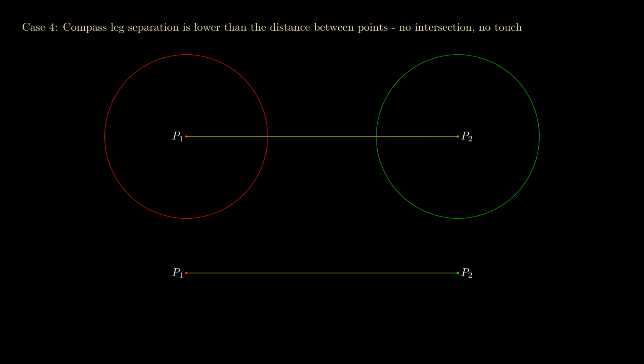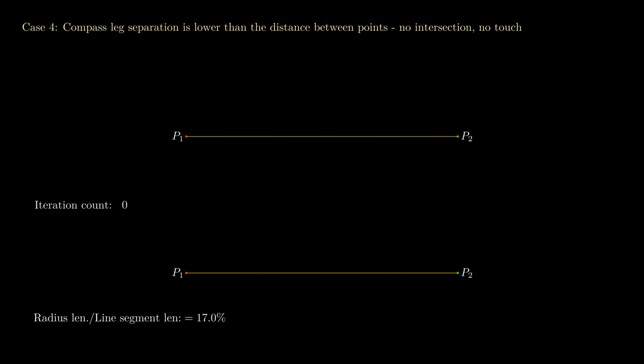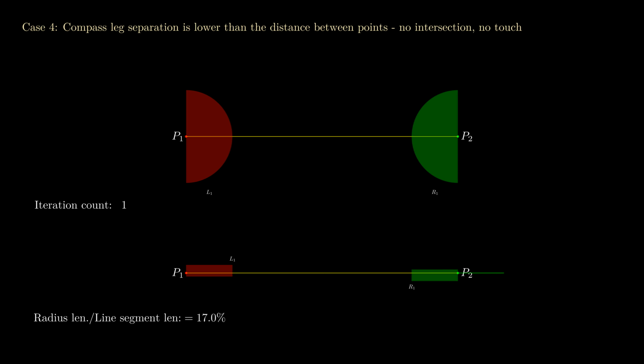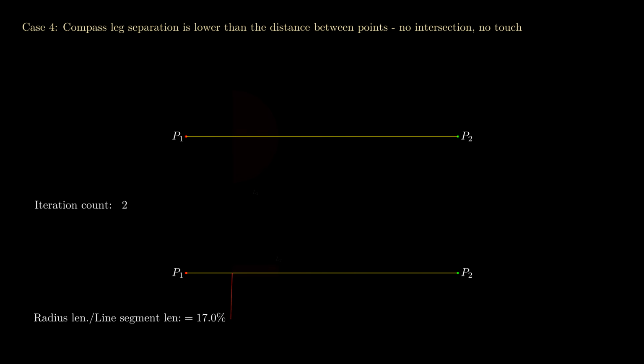Step 1. We draw a circle centered at P1 and let the drawing leg of the compass intersect with the path. We mark that intersection on the path as L1. Step 2. This time, we draw a circle centered at P2 and let the drawing leg intersect with the path. We mark this new intersection point as R1.